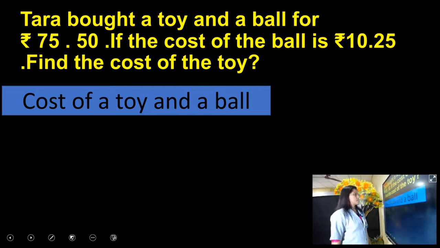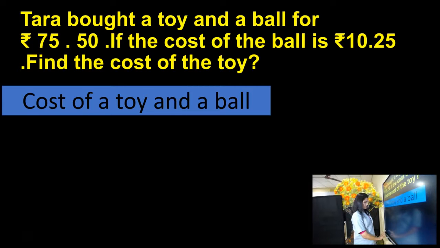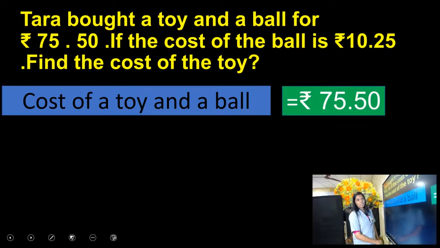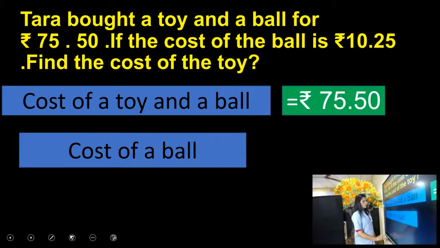These are the steps. What is the first step? That means the cost of the toy and the ball, the toy and the ball together. What is the cost? Rupees 75 and 50 paise.